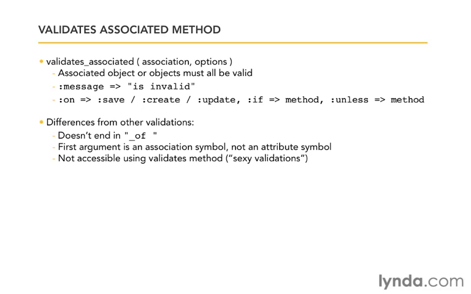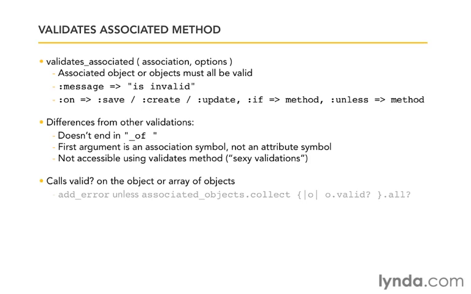So what is validates_associated doing for us? Well, it's actually not that magical. What it's doing is calling valid? on the object or on an array of objects to see if those things are valid or not. So the code in that last line roughly approximates what's going on. Add an error unless the associated objects, all of them, are valid. If they all return true as being valid, well then we don't need to add an error.